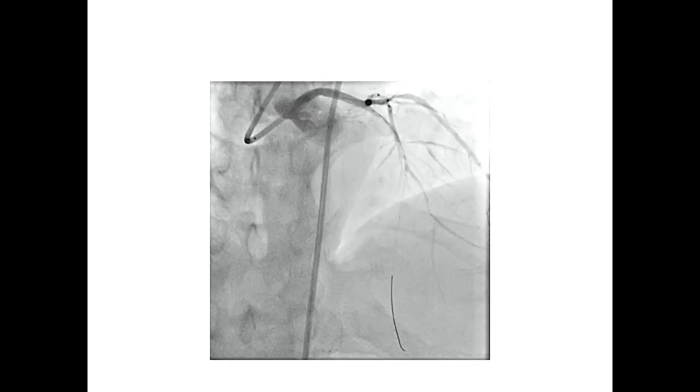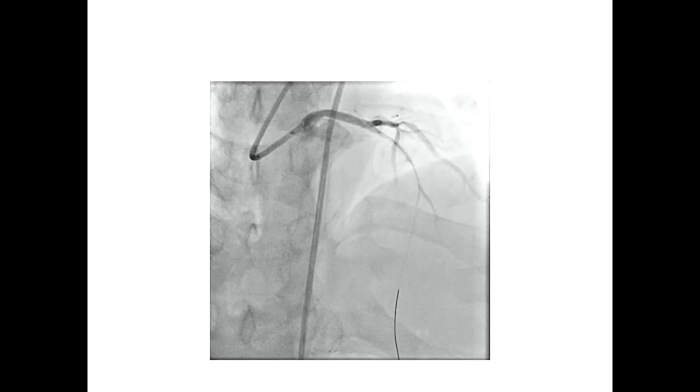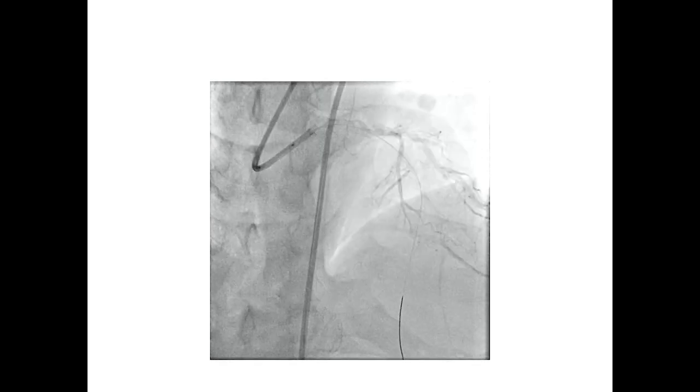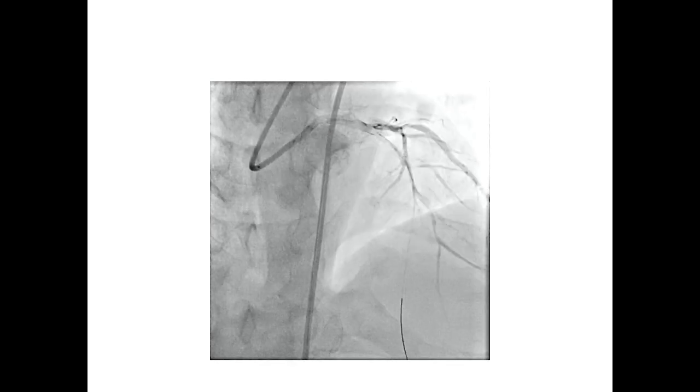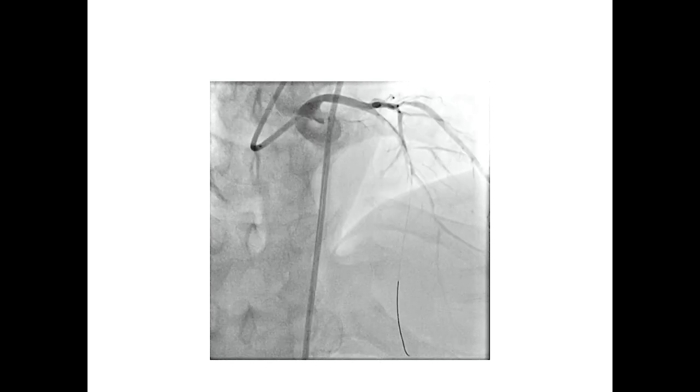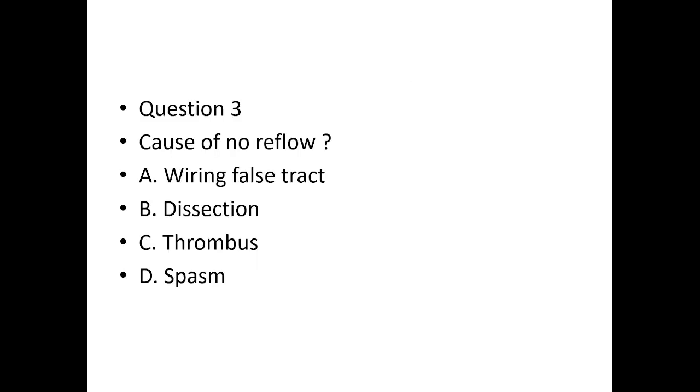Sir, after ballooning with a 1.5 by 12 size, with repeated ballooning, there is no reflow. You can see there is no reflow with ballooning. Then what is called the no reflow? Here is my question: is there wiring in a false track, or dissection, or thrombus, or spasm?